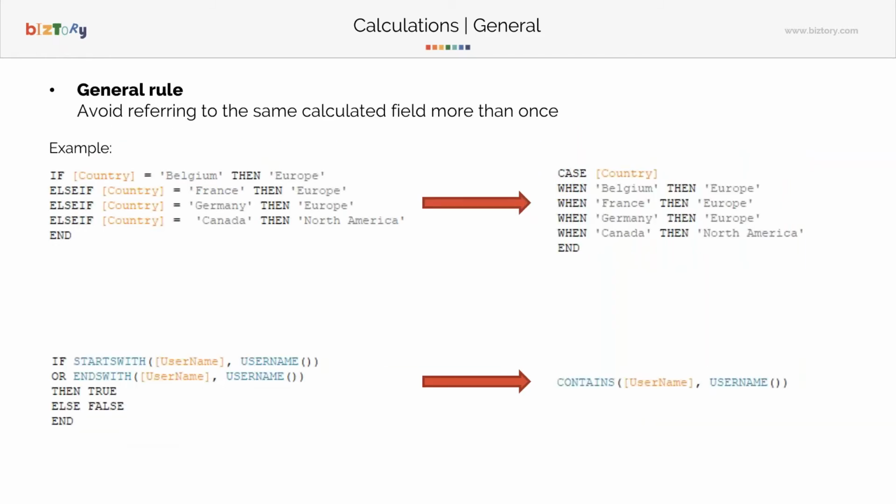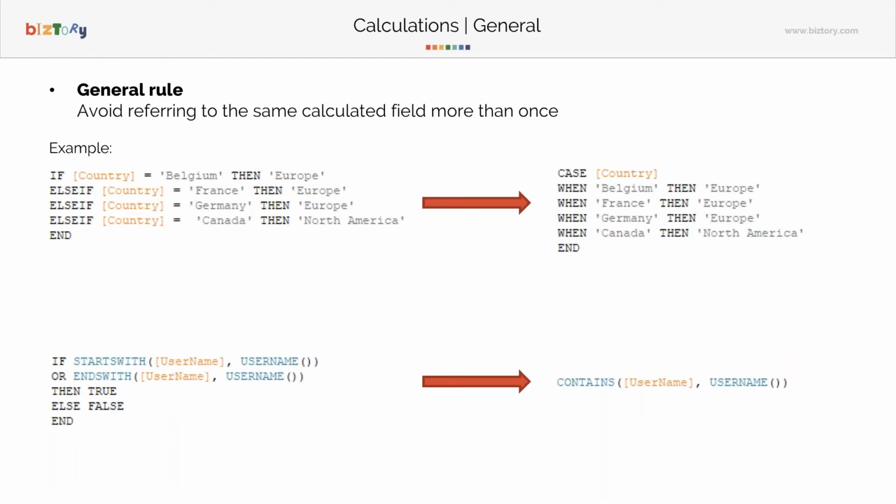Then another, and there's a lot of excitement at BIS3 with 2020.3, where there's a new function, and I will come back to that in the end. But the general rule is to avoid referring to the same calculated field more than once. On the left-hand side, you see that we're referring to, in this case, country, which can be a native field or can be a calculation. If you have country codes and a field that is referring to country codes and then changing it to names, that doesn't really make sense, but let's take that as an option. We refer to that field 4 times.